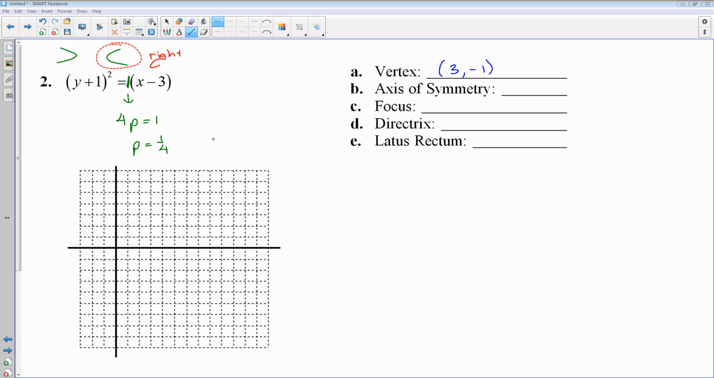So there's my graph paper. And what I'm going to do, I see my P is 1/4. And remember, P is how far you move to get to your different pieces. That's a very small number.